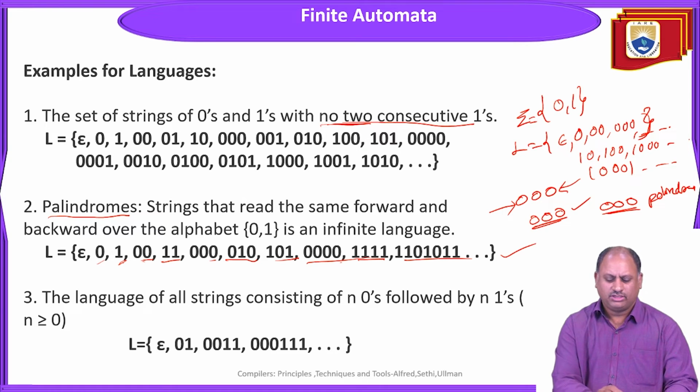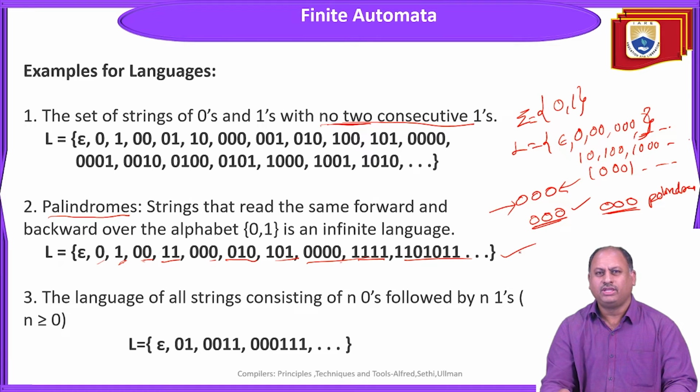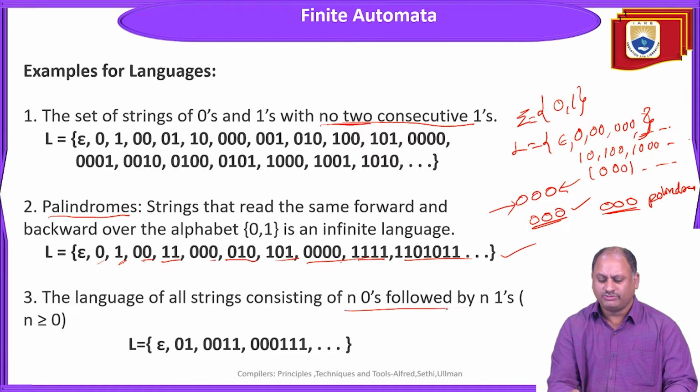Another one is the set of strings consisting of n zeros followed by n ones. Here we can keep n as a variable, and first we will start with 0. If we start with n equal to 0, then there are 0 zeros and 0 ones.